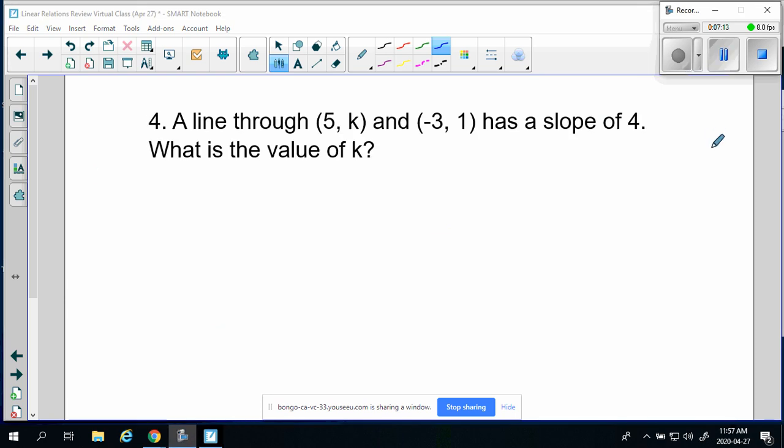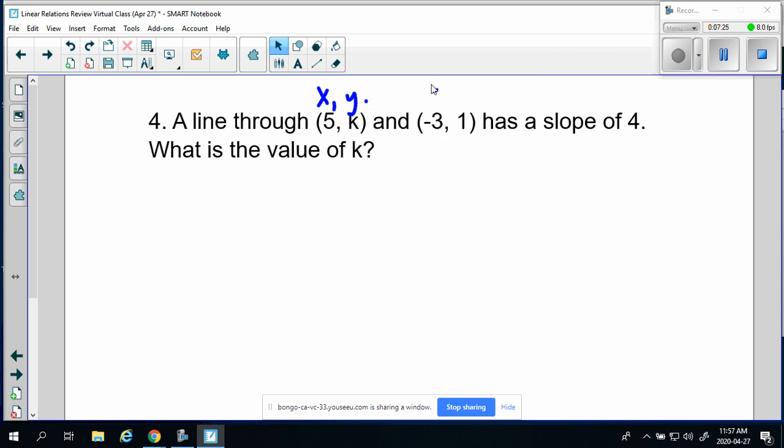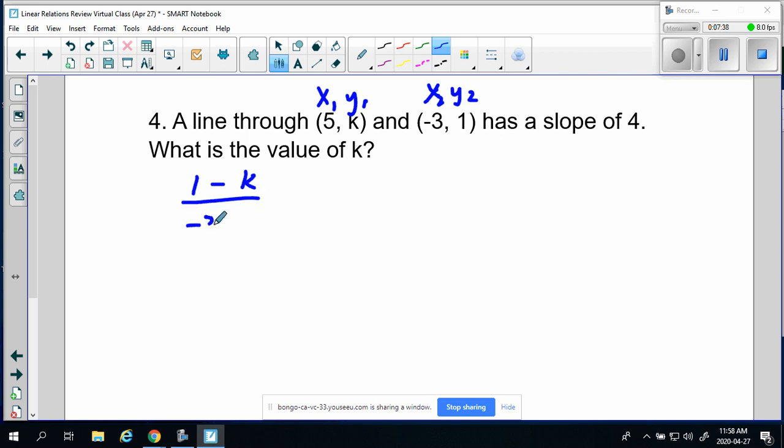And that's the equation of a line that runs through this point and is perpendicular to a vertical line. A line through 5, k and -3, 1 has a slope of 4. What is k? So remember, for the values of k, you just have to pretend like we have it and start putting it into equations. And then we solve for k. So here's x2, y2. So to find the slope, you're going to have to do y2 minus y1, so 1 minus k, over x2 minus x1. And that's supposed to be equal to 4.